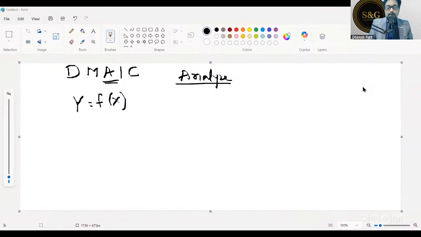Very simple. Now, if I have to break this DMAIC framework into y is equal to function of x, understand this. In the define and measure phase, we focus on the output variable. For example, let's take a project of attrition reduction, one common project for HR people generally.